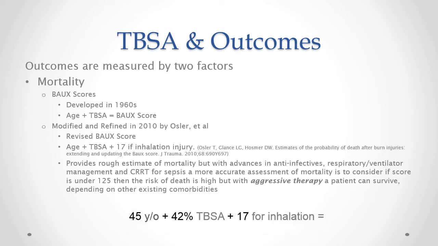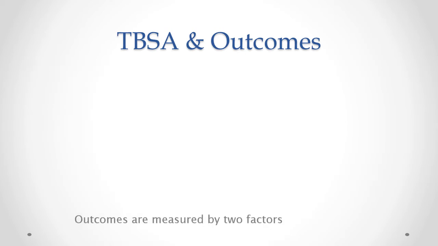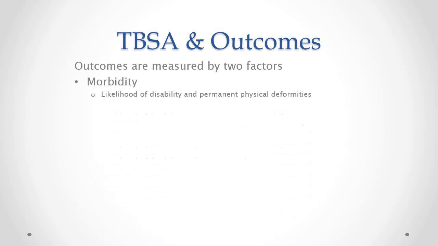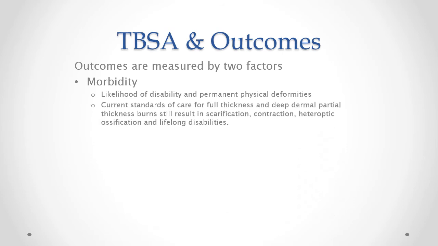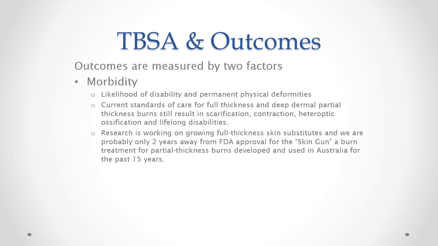He's a 45-year-old gentleman with a 42% TBSA, and we're going to add 17 for that inhalation injury and come up with 104. Again, that's under 125, so with aggressive care and quick transport to a burn center, this patient has a high likelihood of surviving. But again, the morbidity is probably going to be high, right? So current standards of care for full thickness and deep dermal partial thickness burns still result in scarification, contraction, heterotopic ossification, which means basically the scar bands then form bone tissue, and then lifelong disabilities.